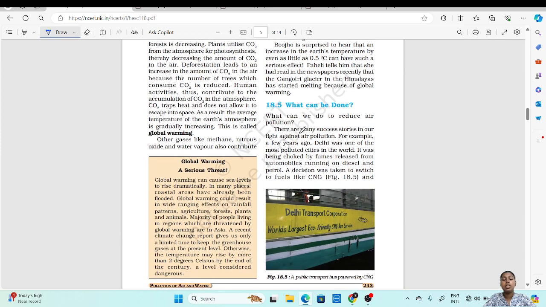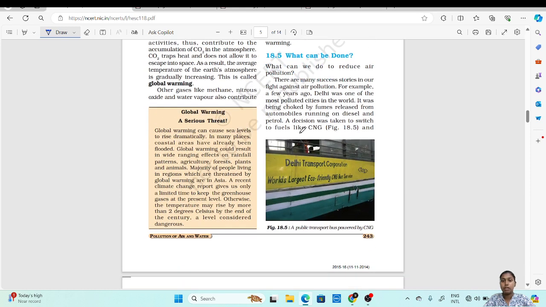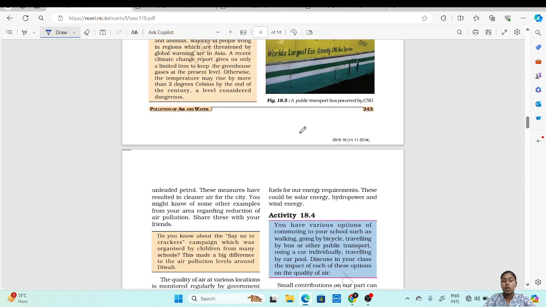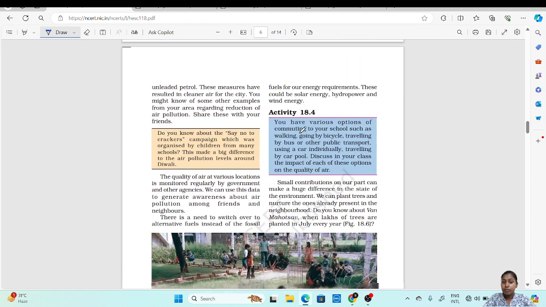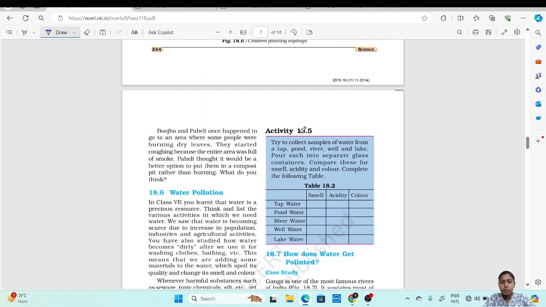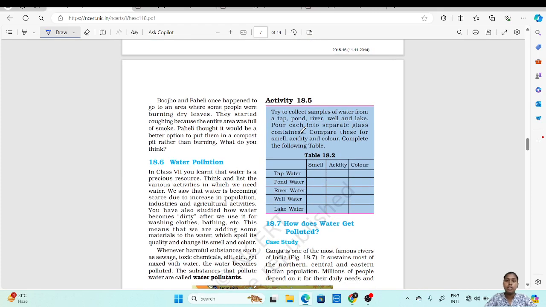Then we have seen what we can do to reduce air pollution. Like, we have to use CNG or unleaded petrol in place of the ones which cause more pollution. In fact, we have to plant more trees. All those things we have seen in the part where air pollution was covered. Now we will be dealing with water pollution.